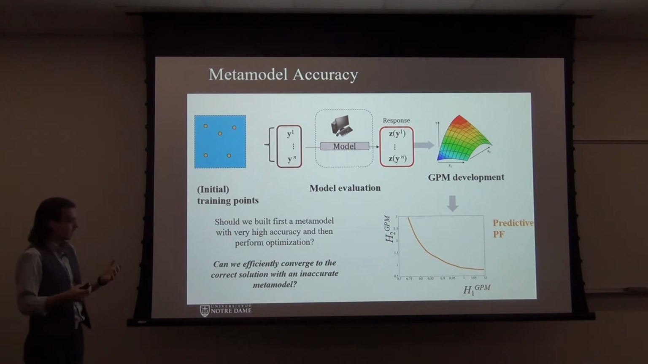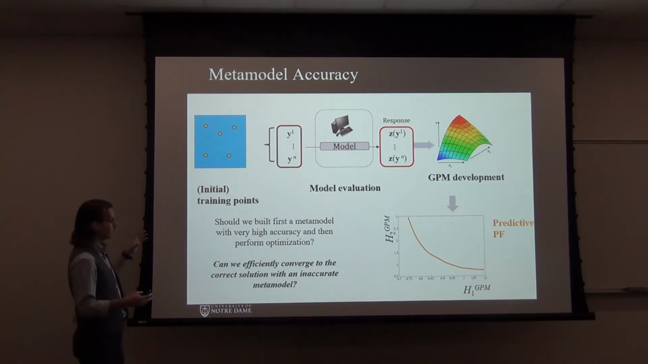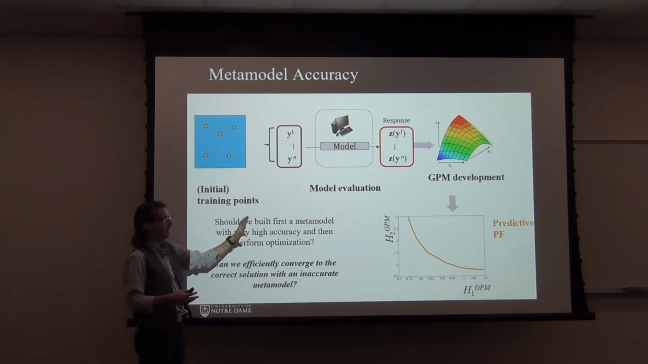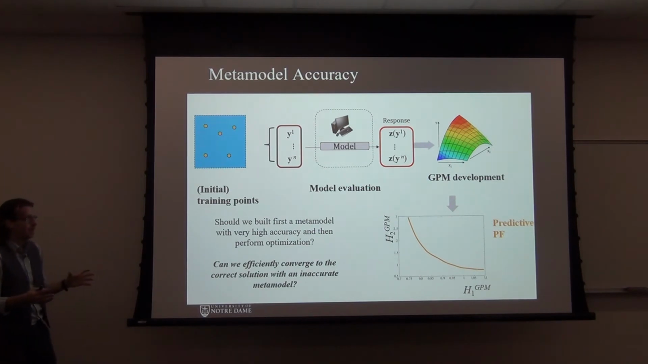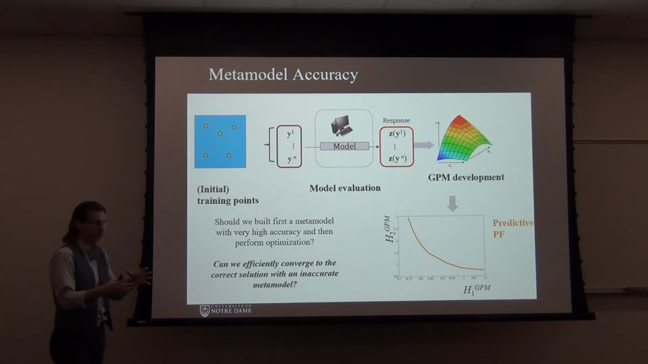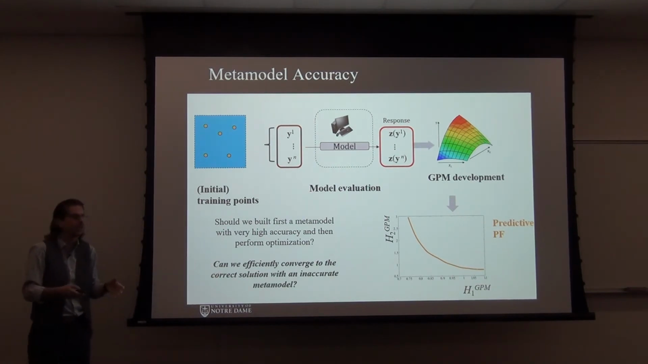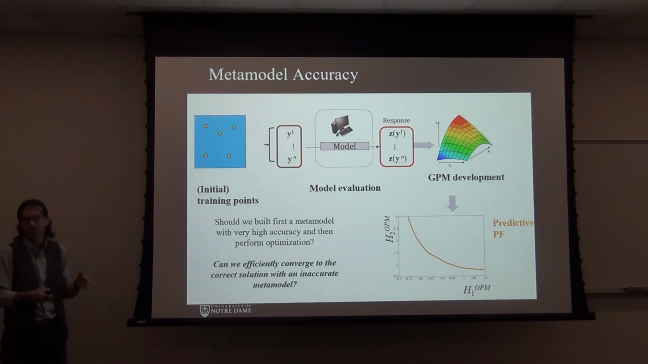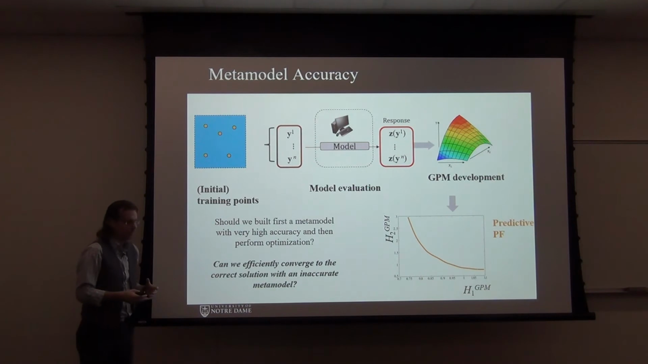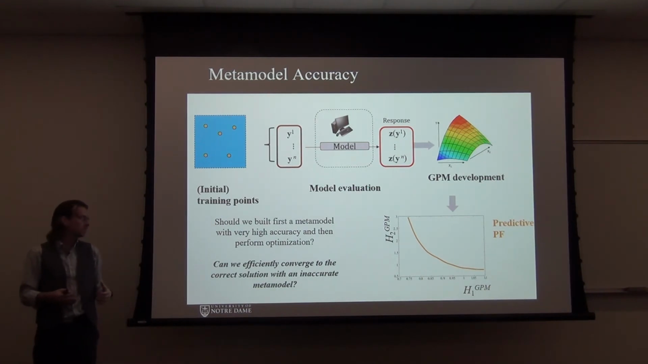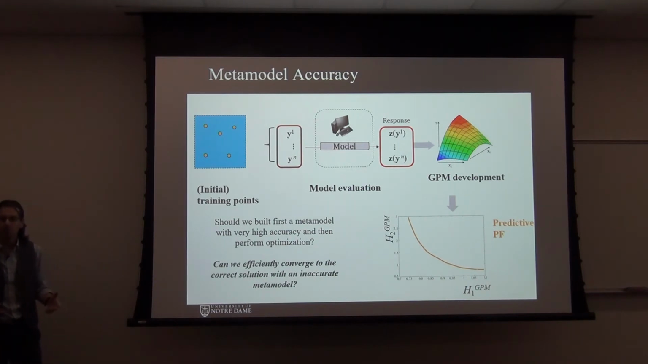Now, the question that naturally arises: what should we do? Should we build a very accurate meta model, something that can predict with pretty good global accuracy over your entire design domain, because then you're guaranteed that what I call here the predictive Pareto front is going to be close to the actual Pareto front? Or can we be greedy? Can we efficiently converge to the correct solution using an inaccurate meta model?